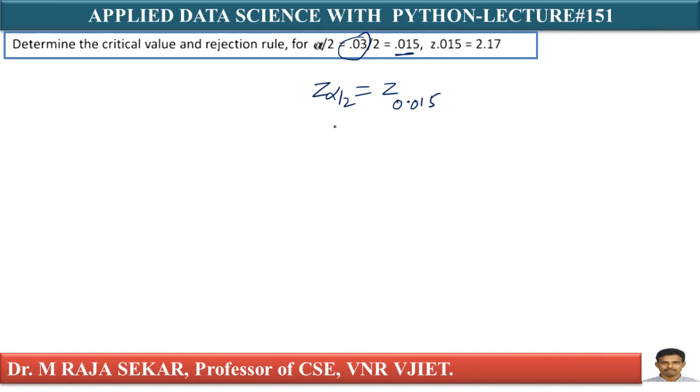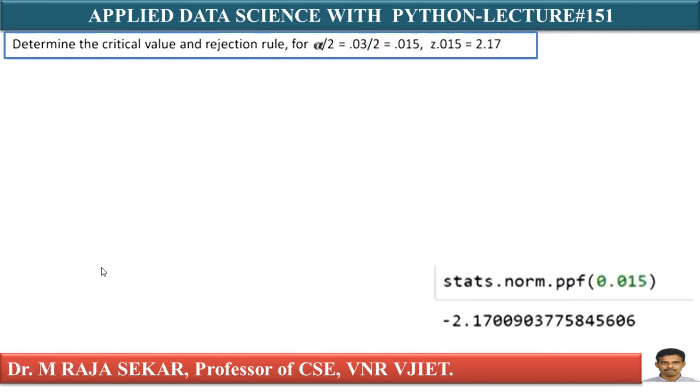How can I calculate? Anyway, I will explain how to calculate. For the time being, just understand our value is 2.17. It is simple and straightforward. We will see it. First, this is my Python code. Just go to this Jupyter notebook and execute this one. stats.norm.ppf. What is that alpha by 2? Alpha by 2 is 0.015.